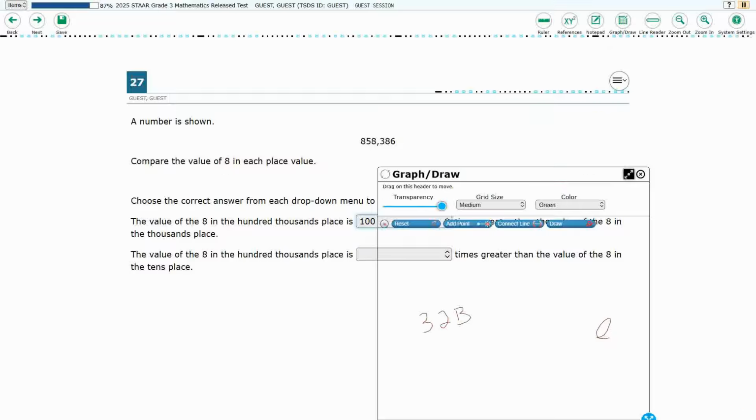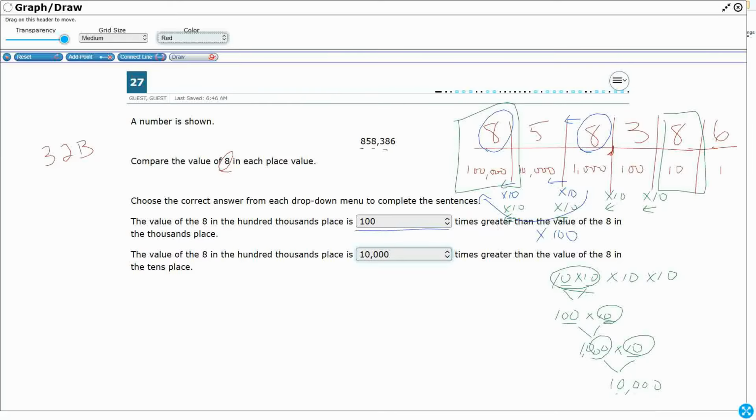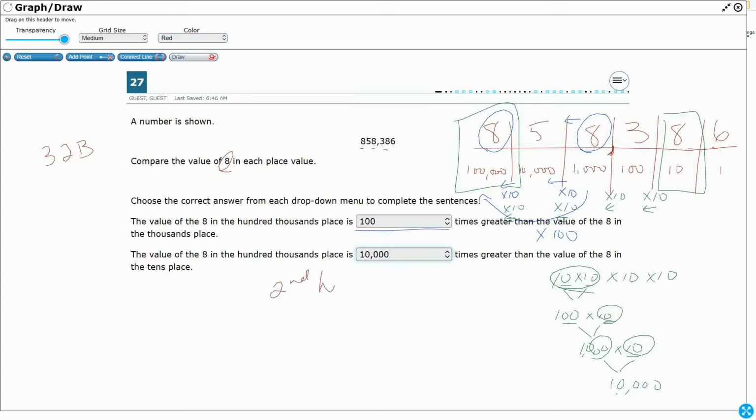So 10,000 times greater. And if you think this was a struggle for our students, you are correct. This was our second hardest item. And if you're looking at just how many students got both points, then it's going to be the most hardest, but they do get partial credit here. So only 11% of our students got both of those. Only 29% got one of those, and I'm thinking it's probably this one right here. A full 60% of our students walked away with 0 points. They just did not understand how to do this.